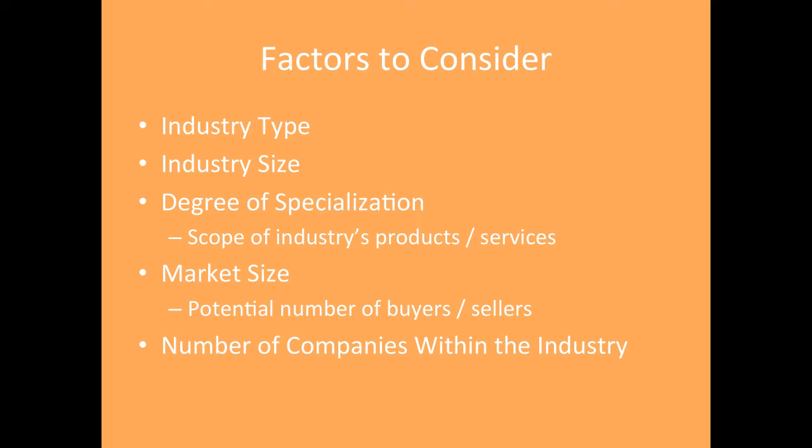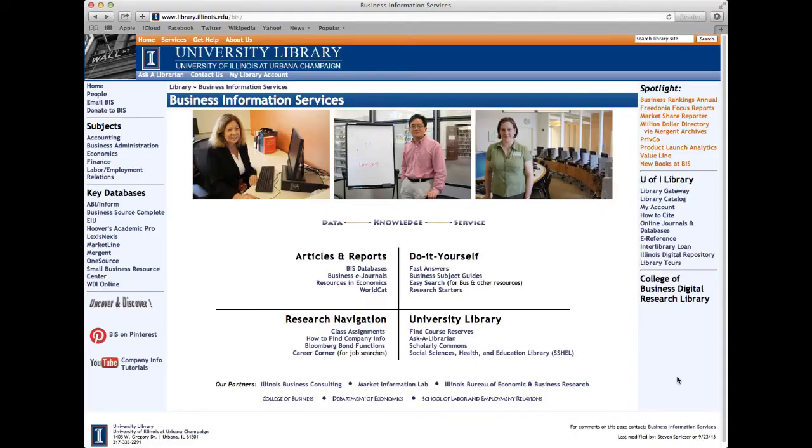industry like bicycle manufacturing. We will begin by finding the SIC code and NAICS code for the Jimmy John's sub sandwich firm. In this video, we will utilize LexisNexis, although numerous other databases, such as Hoover's, also provide for searching based on SIC and NAICS codes.